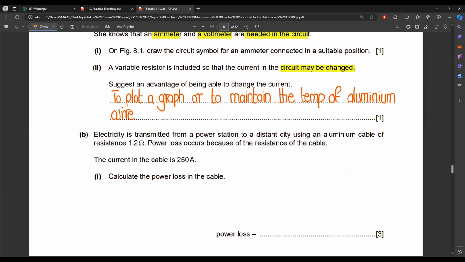And in B part, electricity is transmitted from a power station to a distant city using an aluminium cable of resistance 1.2 ohms. So resistance is given. Power loss occurs because of the resistance of the cable, and the current in the cable is 250 ampere. So what is the power loss in the cable? 75 kilowatts, okay, or 75,000 watts.